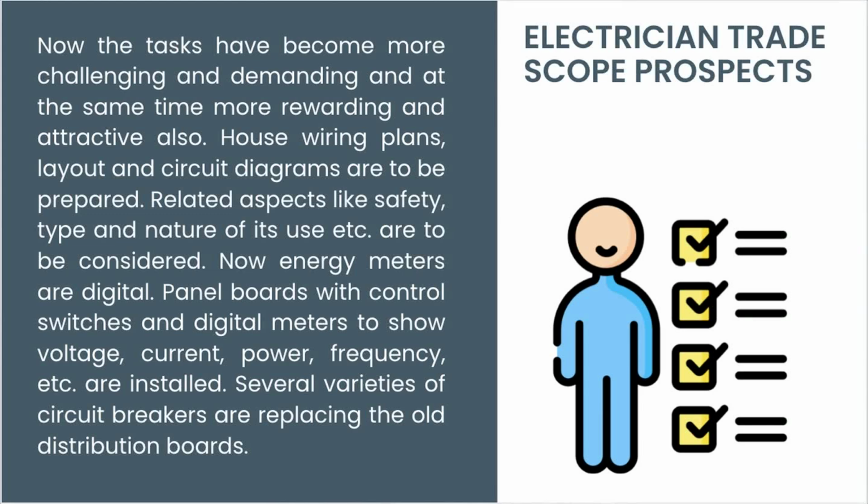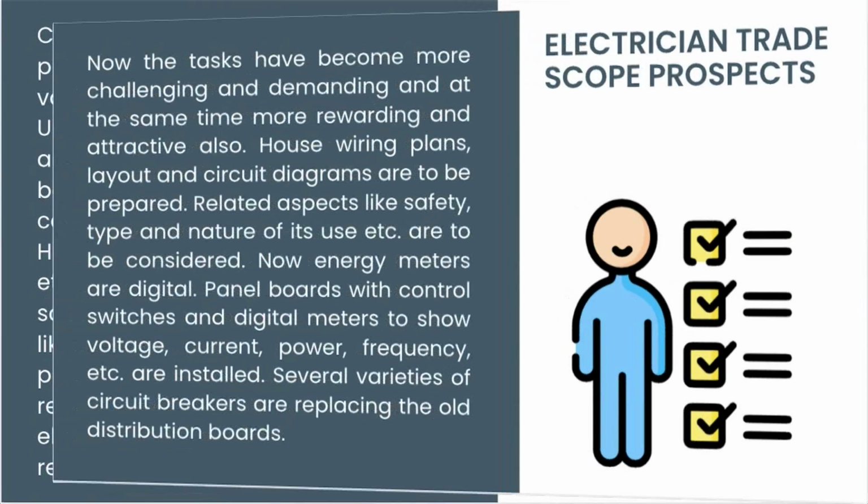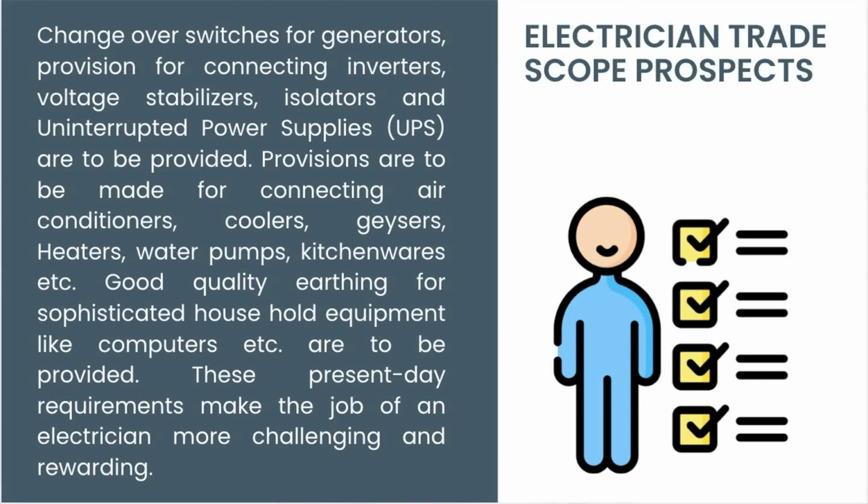House wiring plans, layout, and electrical diagrams are to be prepared. Related aspects like safety, type, and nature of its uses are to be considered. Now energy meters are digital. Panel boards with control switches and digital meters to show voltage, current, power, frequency, etc. are also installed. Several varieties of electrical breakers are replacing the old distribution boards. Changeover switches for generators, provisions for connecting inverters, voltage stabilizers, isolators, and uninterrupted power supplies or UPS are to be provided. Provisions are to be made for connecting air conditioners, coolers, geysers, heaters, water pumps, kitchenwares, etc.